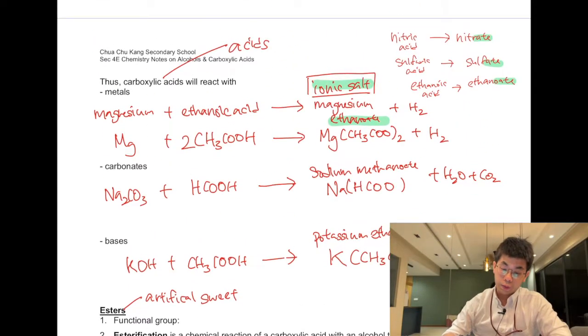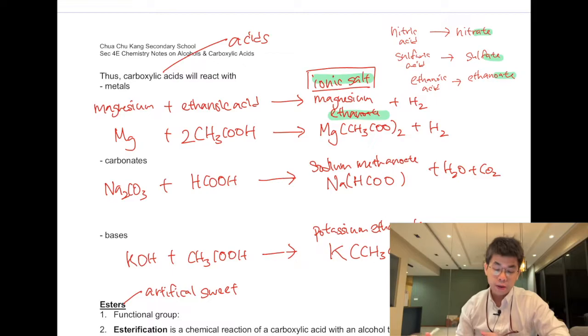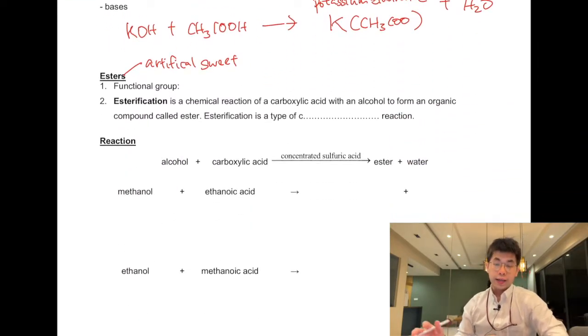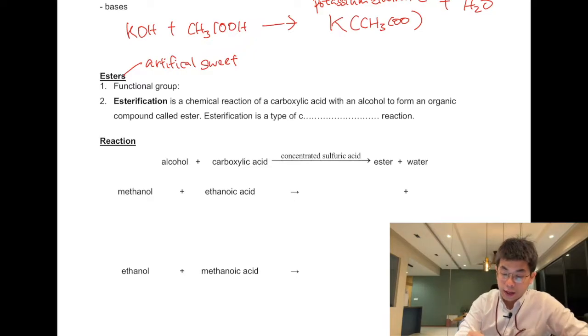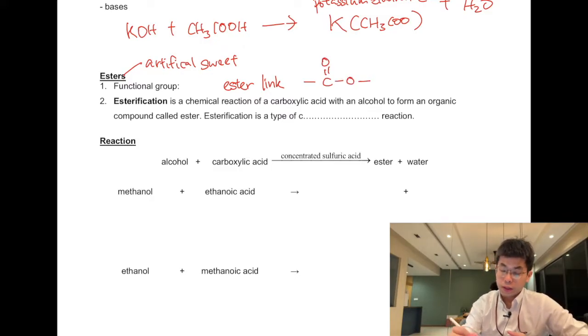Previously, we talked about carboxylic acids acting as acids, and now we're talking about carboxylic acids reacting in an organic reaction. Esters are very unreactive and stable because they contain the ester bond, or the ester link, which looks something like that. So this is the ester bond or the ester link. You need to know this.